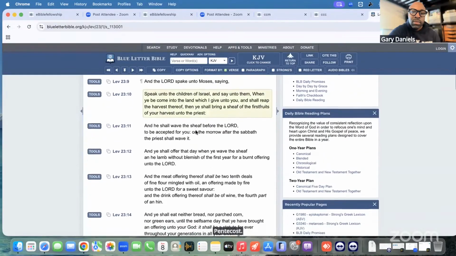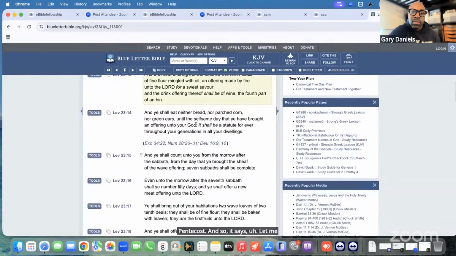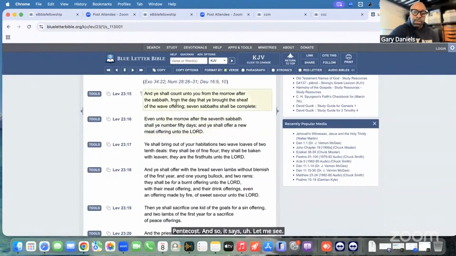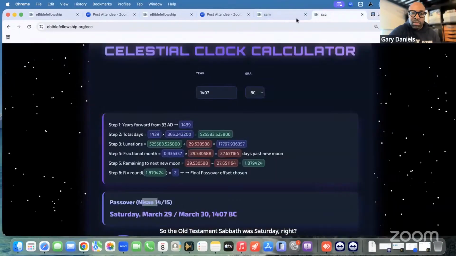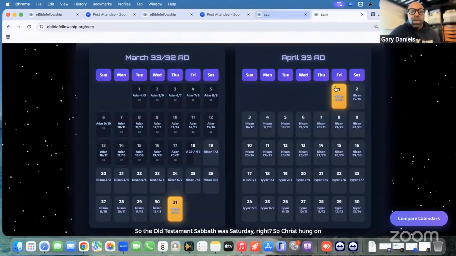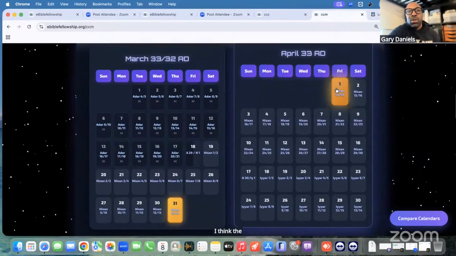And so it says, and ye shall count unto you from the morrow after the Sabbath. So the Old Testament Sabbath was Saturday, right? So Christ hung on the cross on Friday. I thought the Old Testament Sabbath was Friday evening into Saturday evening. Yes, it is part of Friday evening and part of Saturday, so it spans both of these days.